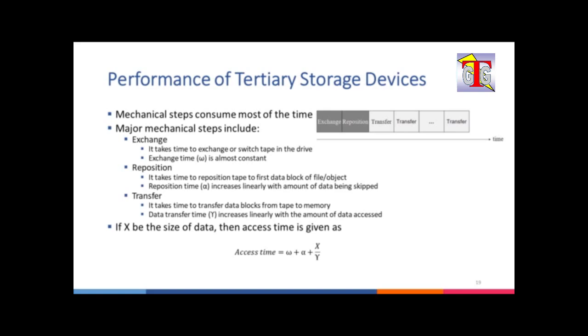Third is the transfer time. It is the time taken to transfer data blocks from tape to memory. It is denoted by gamma and it increases linearly with the amount of data being accessed. Now, let's denote the size of the object being accessed with the symbol x. Then the access time can be found as the sum of the exchange time, reposition time, and data transfer time, as shown in the equation given below.